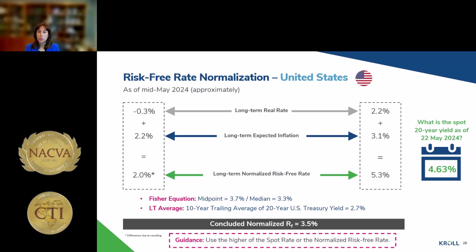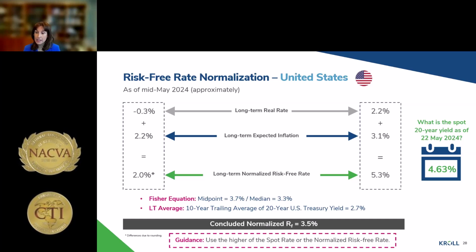But this is just to give you a sense of what the range is, because we importantly show you what the midpoint and the median of these estimates are. And they're around 3.7, 3.5. And that's why we say our concluded normalized risk-free rate is 3.5% currently. But our guidance is actually to use the higher of that normalized risk-free rate or the spot.